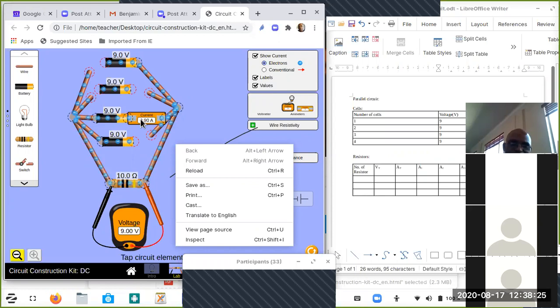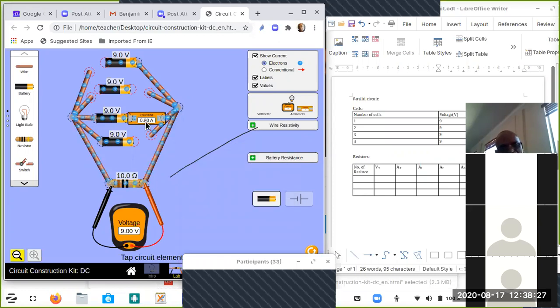It's 0.90 amps, right? And I think you can see there that we are having one pathway. So the current is 0.9 amps, right? So what I'm going to do now is to connect the second cell in a parallel connection.